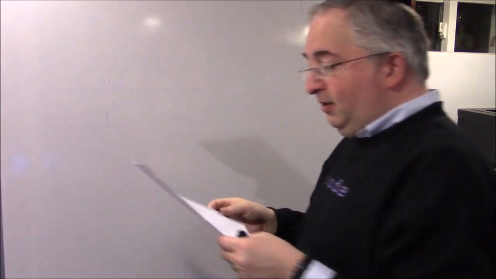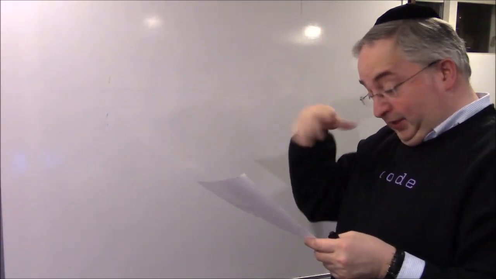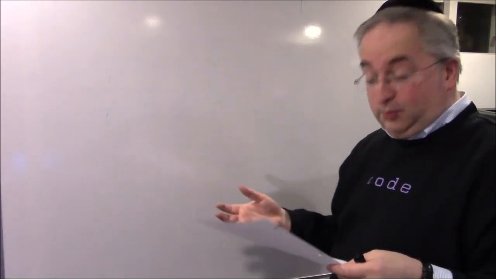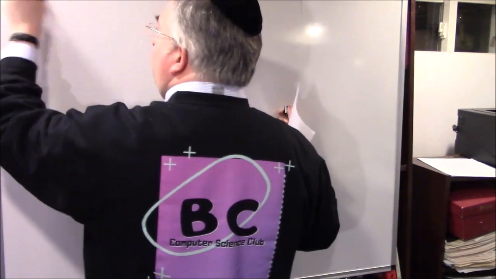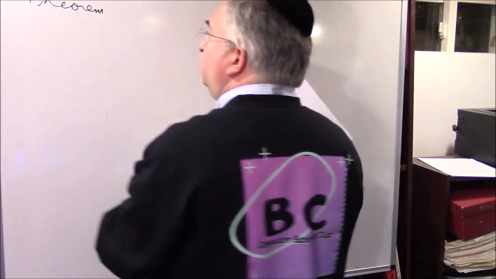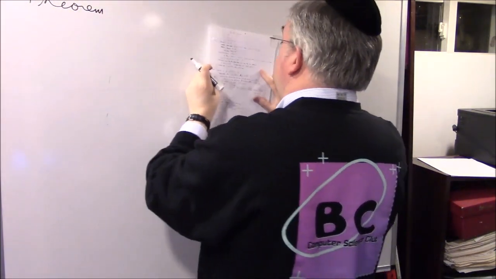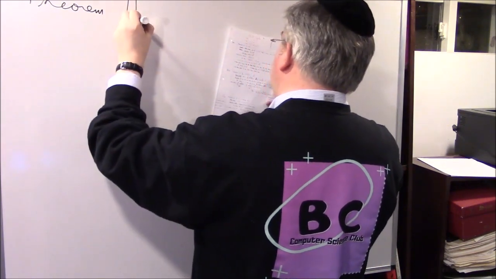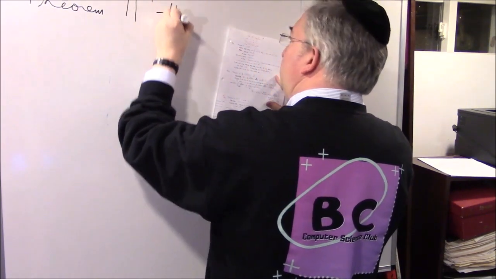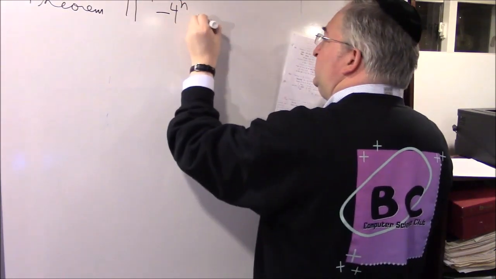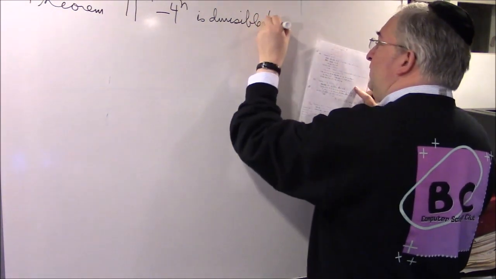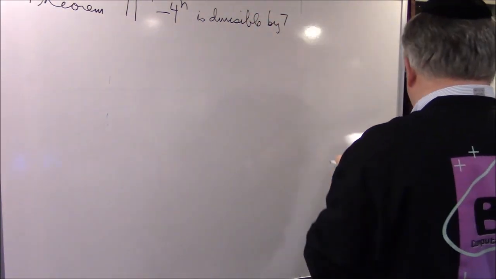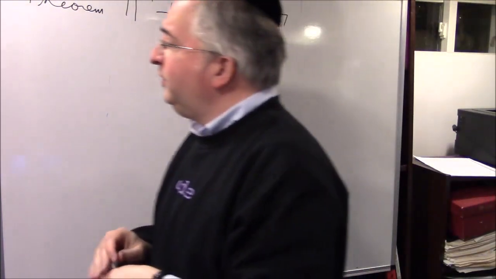We'll talk about this. Now, the next one is the same shape as the other ones, but it's a little bit different, but it's nice. And it goes as follows. Theorem: 11 to the n minus 4 to the n is divisible by 7. Okay? So that's a theorem.